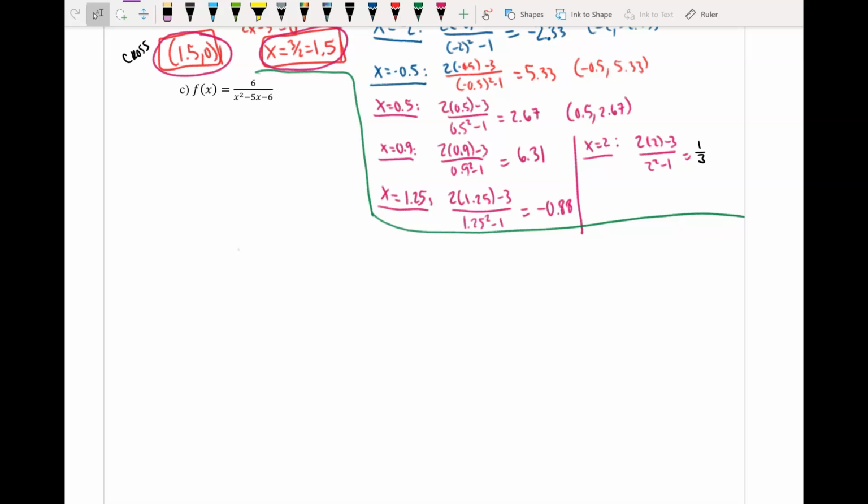Alright, so let's continue with our graphing of rational functions. Let's go ahead and do part C. We're going to do exactly the same thing. Let's start off first with the holes.